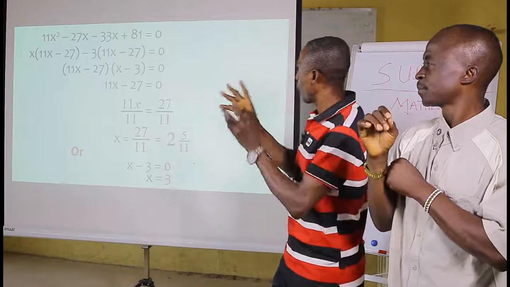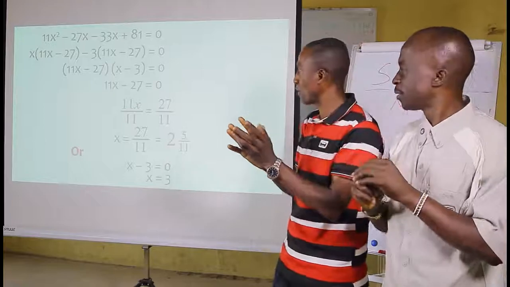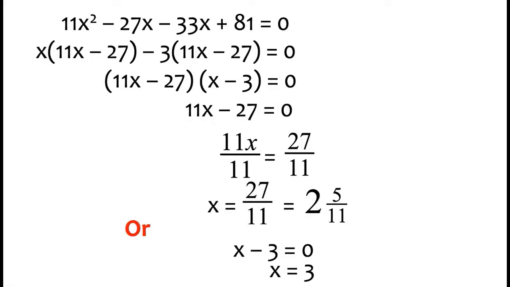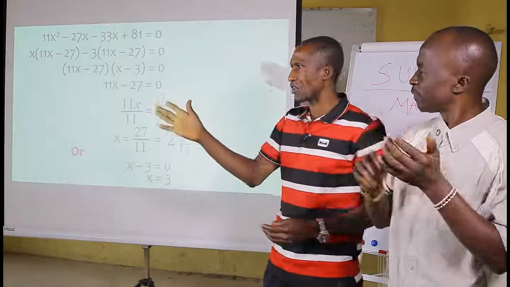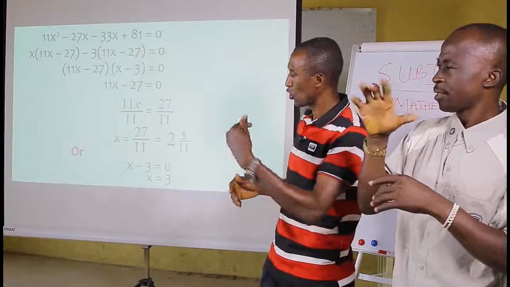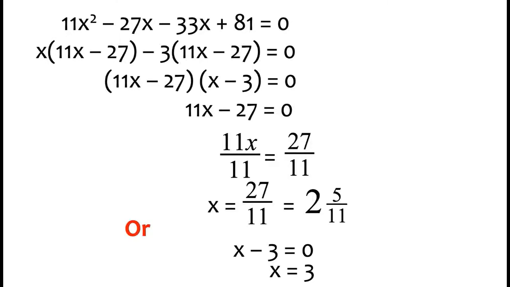Now, we are going to factorize by grouping. The first group is 11x squared minus 27x, and the HCF there is x. So I brought the x out. In bracket, 11x squared divided by x, you have 11x. Minus 27x divided by x, you have minus 27. So the first expression is x into 11x minus 27. Then the second group is minus 33x plus 81. And the HCF there is minus 3. I brought it out in bracket.